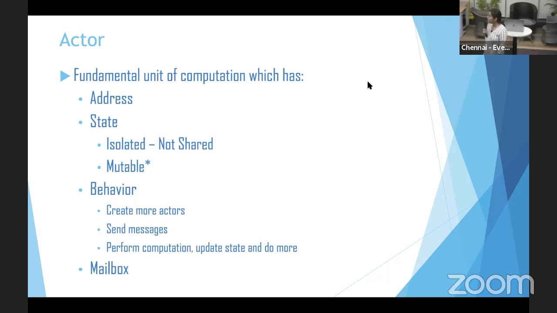Next, an actor has behavior. Like I said, when an actor receives a message, it can choose what to do with it. It can create more actors, send messages to other actors, or perform some computation. This is the behavior of an actor. Mailbox. Each actor has a mailbox associated with it. This is where the messages of the actor are lined up. Every other actor sends messages to other actors, and those messages will be lined up in the mailbox of their actor.